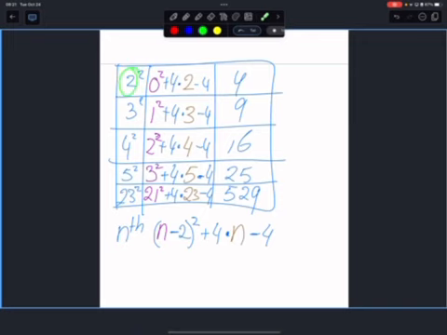So if I have 2, this is 0. If 3, this is 1. So if this is 2, what's the number in the first number? 2 minus 2, 0. If it's 3, what's the number in the middle? 1. There it is. If it's 4, what is the number? 2. Because it's n minus 2 squared.